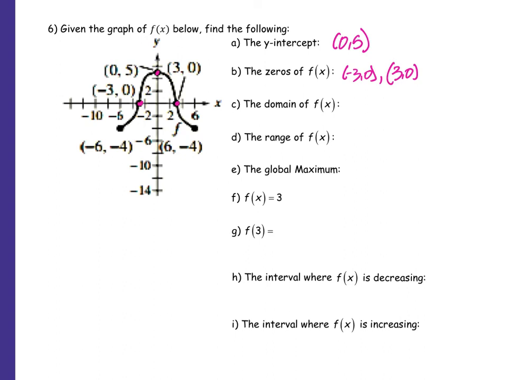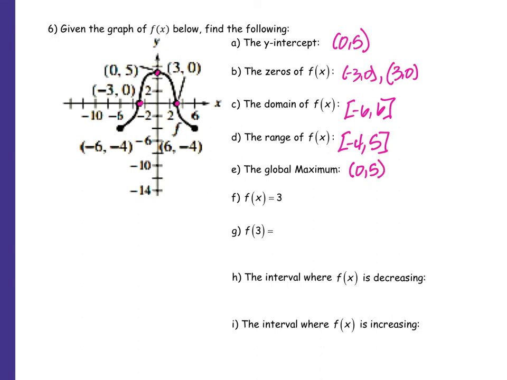My domain is from my furthest to the left x to the furthest to the right x, which is -6 to +6. My range is my lowest y to my highest y. So that would be -4 to 5. The global maximum is like the absolute maximum. So the highest point on the graph happens to be (0, 5).